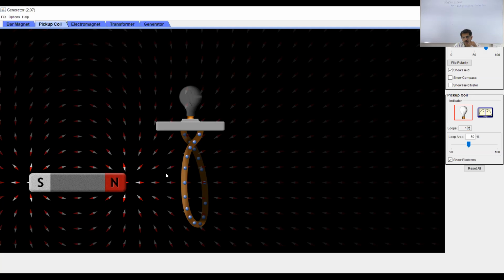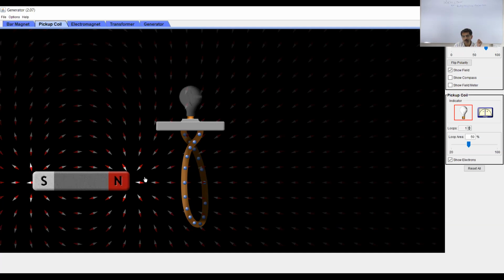Now, this bar magnet has created a magnetic field all around it, and some of the lines of force are passing through the coil. But nothing is happening. The bulb is not glowing because d phi by dt is not a positive number or a negative number. It's 0. d phi by dt indicates the rate of change of magnetic flux with respect to time. And at the moment, because the magnet is not moving, because the coil is not moving, d phi by dt is 0. So there is no induced EMF.